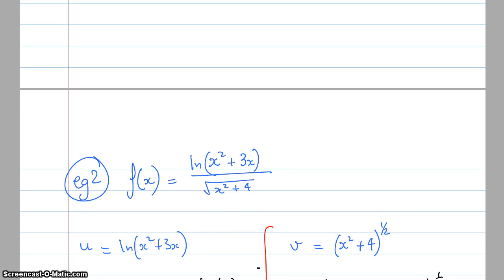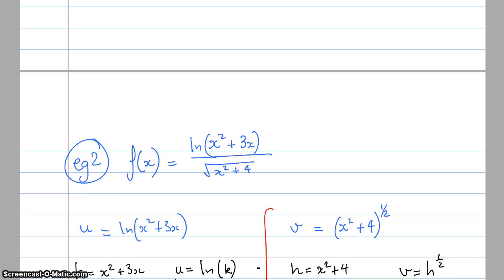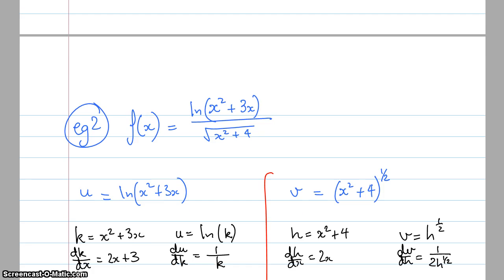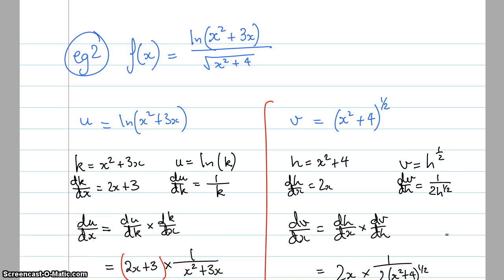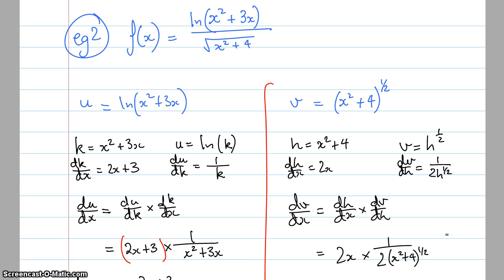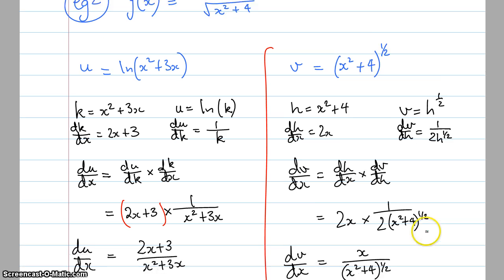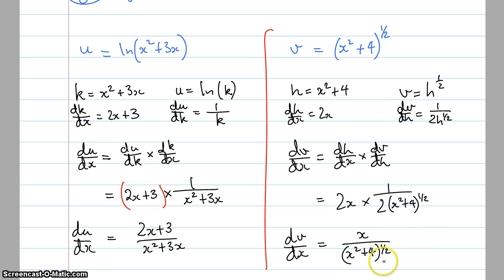If v equals x squared plus 4 all to the power of a half, then I'm going to say that h equals x squared plus 4, so this bit in the middle, and v equals h to the power of a half, just using the chain rule again. So dh dx is just 2x, and then dv dh is going to be multiply everything by a half, minus 1 from the power. I end up getting 1 over 2h to the half. When I multiply those two things together, I get 2x multiplied by 1 over 2 times x squared plus 4 all to the half, which ends up being x over x squared plus 4 to the half.